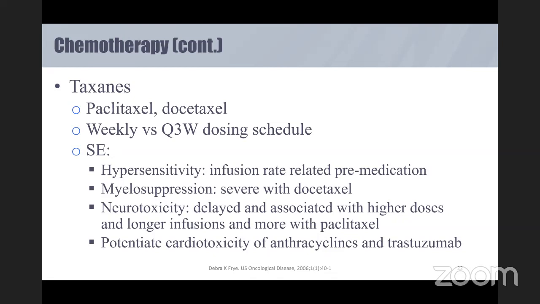ثاني حاجة التكسان عندنا باكليتاكسل دوسيتاكسل، نستخدمهم weekly وفي regimens ممكن نستخدم لهم every 3 weeks. يعني لها دراسات ومن اللي أحسن ومن اللي أفضل. It's very complex، ما حنتكلم فيها دحين. السايد افكتس غالبا تكون هايبر سنسيتيفيتي وريليتد للانفيوجن رياكشن، فنستخدم بري ميديكيشن. بعدين عندنا also myelosuppression وغالبا تكون مع دوستاكسل اكثر، نيوروتوكسيسيتي وهذه تكون delayed و associated with higher doses. Also they potentiate الكارديوتوكسيسيتي حقت الانثراسايكلينز والتراستوزوماب.